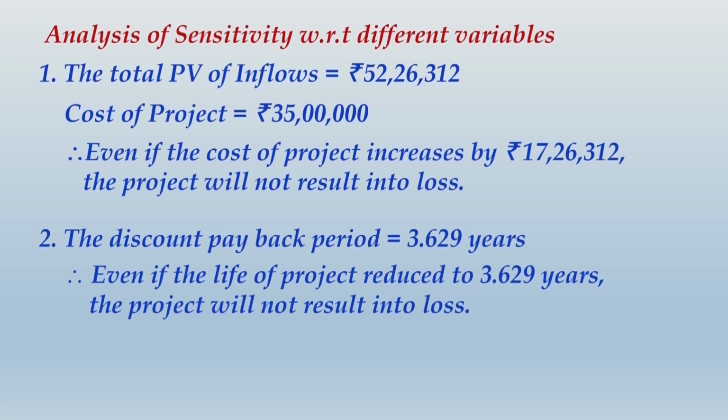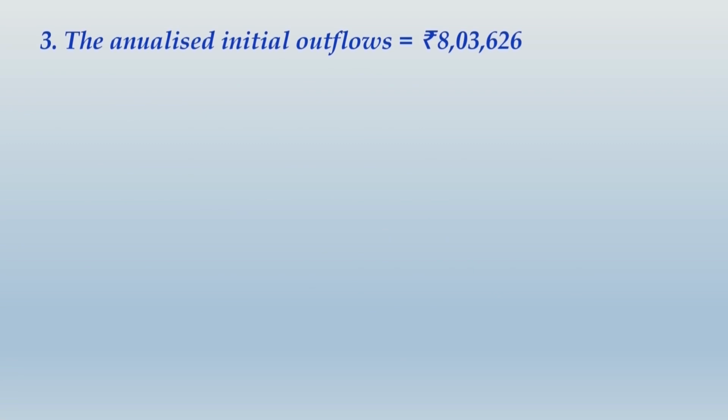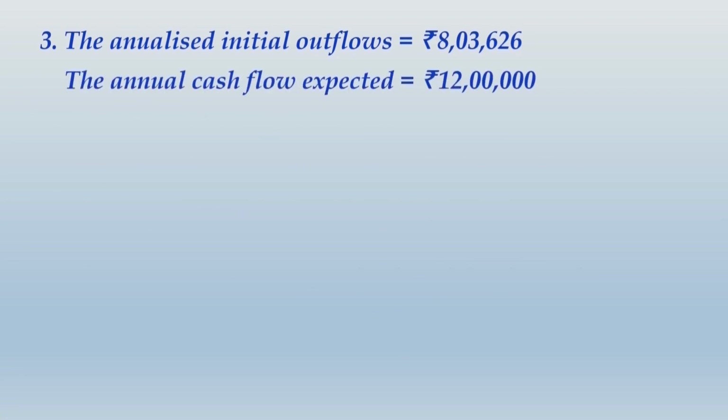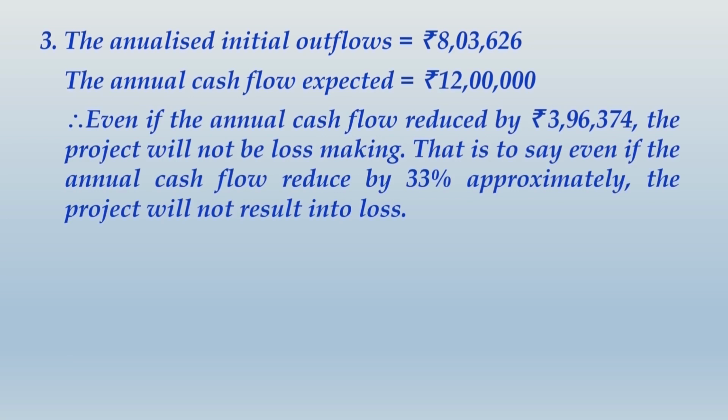Alright friends, so once you have completed writing this much, let us move ahead and we analyze the other variables now. Annualized initial outflow we have worked out as 8,03,626. Now just imagine your annual cash inflow, what you are expecting is 12 lakhs. Even if the cash flow is not 12 lakhs but it gets reduced, we can tolerate the reduction in the annual cash inflows from 12 lakhs to 8,03,626. Till that case, we will not have a negative NPV. So we can conclude one thing, even if the annual cash flow reduced by rupees 3,96,374, the project will not be loss making.